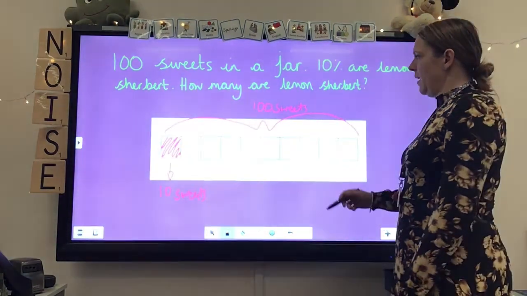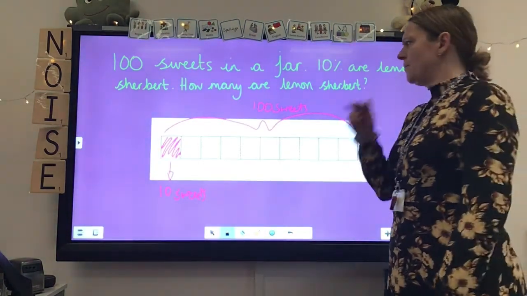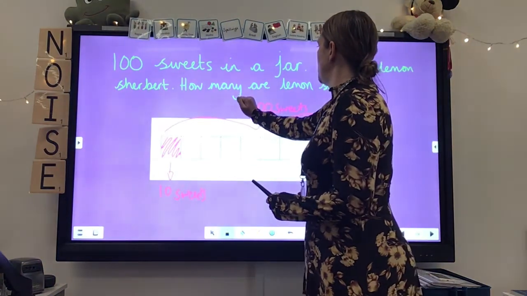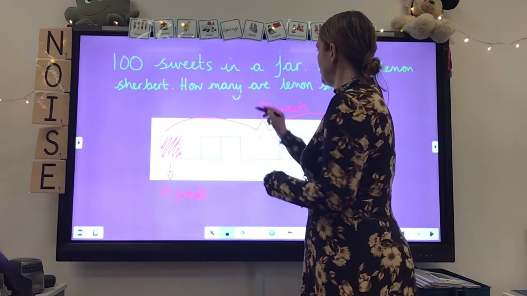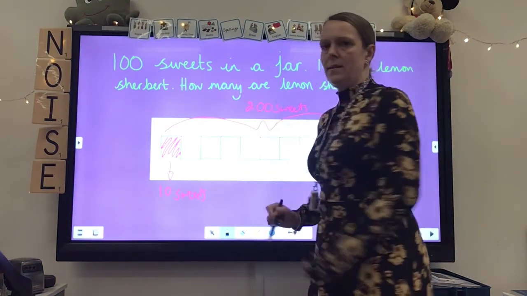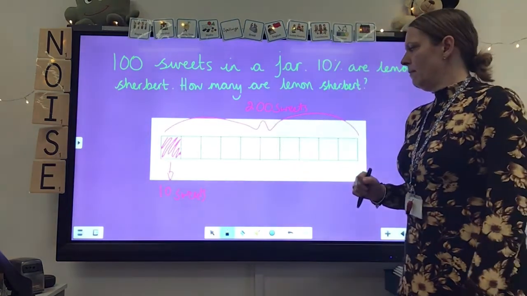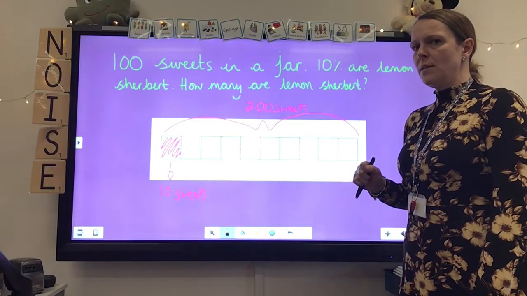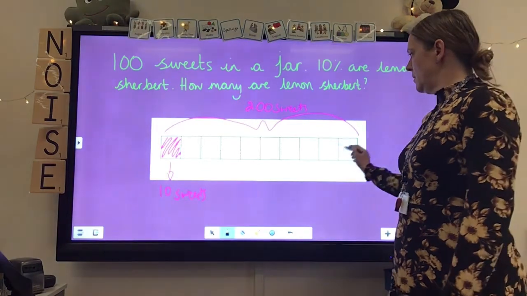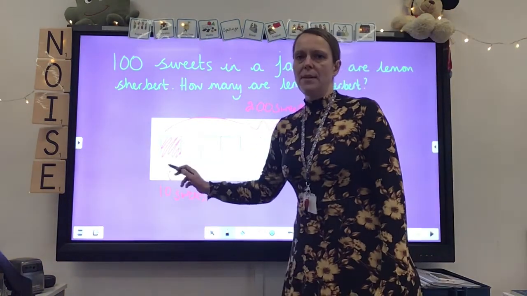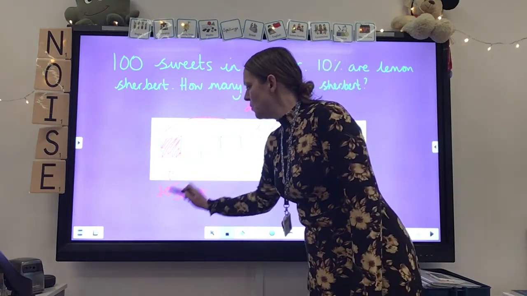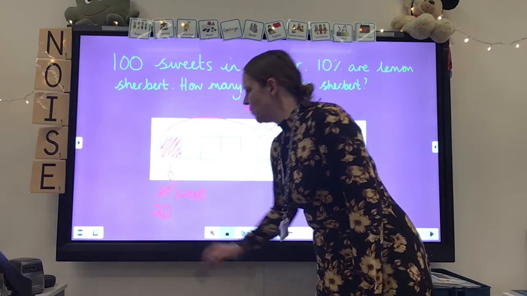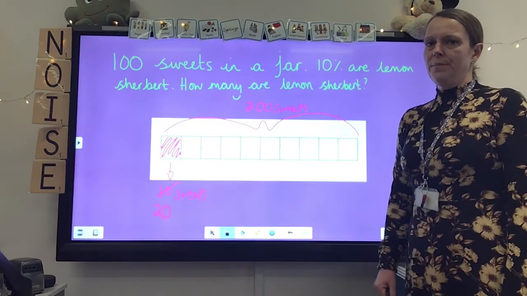Shocking writing. What if, rather than 100 sweets in the jar, I had 200 sweets in the jar? How many sweets would then be lemon sherbets if I had 200 sweets in the jar? 200 divided by 10 to give me 10% would be 20 sweets. 20 lemon sherbets in the jar.